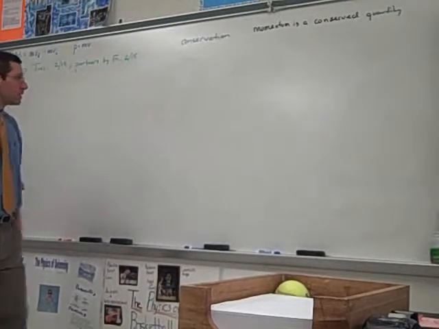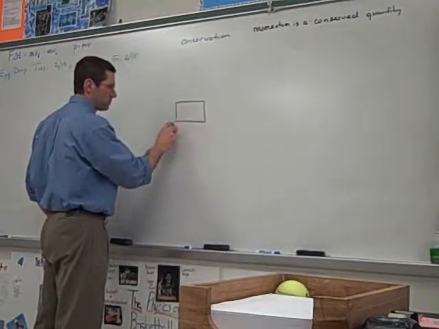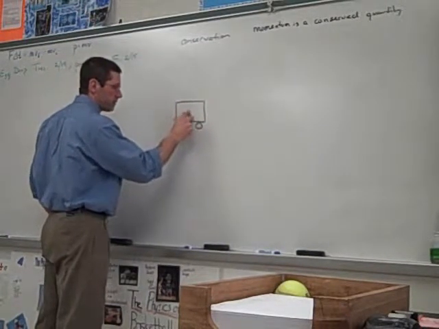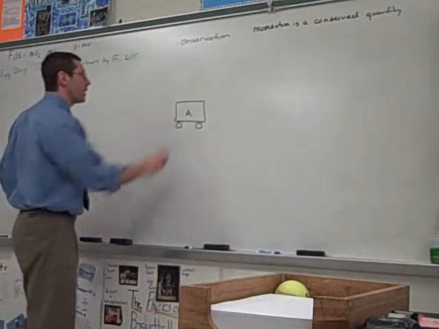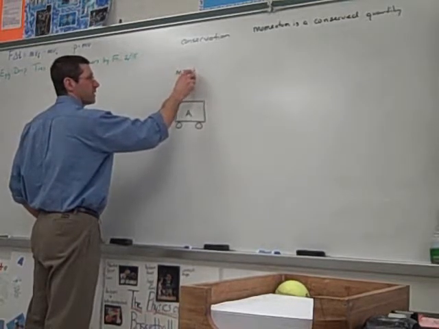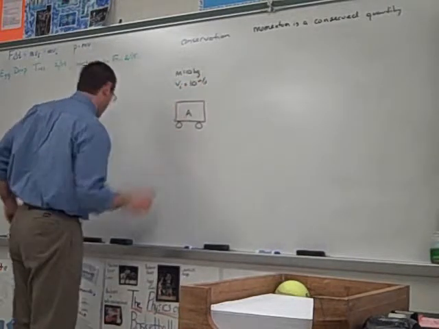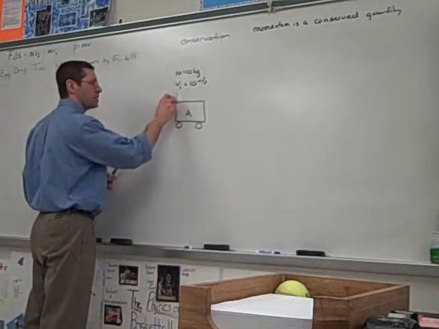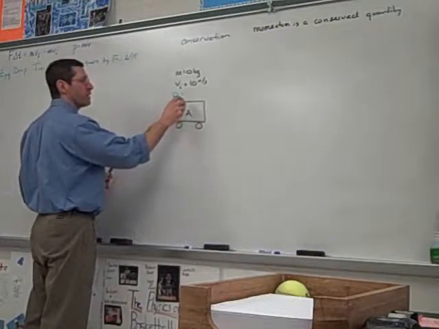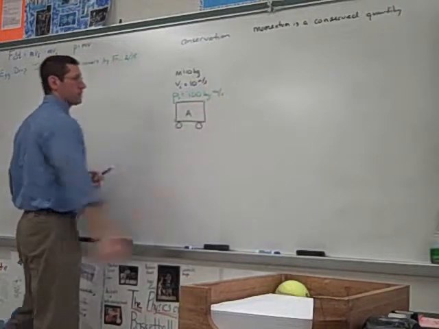All right. So here we have a cart on wheels. We'll call it cart A. Cart A is rolling to the right. Cart A has a mass of 10 kilograms and a velocity of 10 meters per second. Does it have momentum? Yeah, right. Its momentum is equal to the product of its mass and its velocity. So the initial momentum of A is 100 kilogram meters per second.